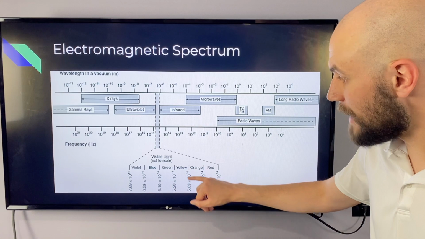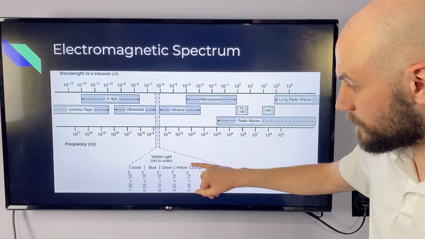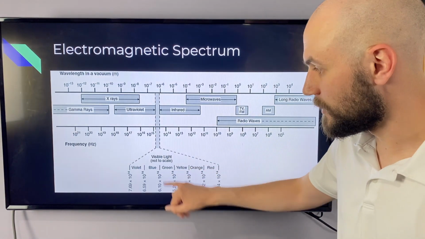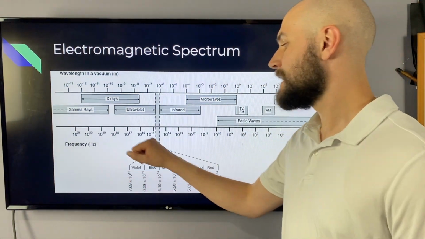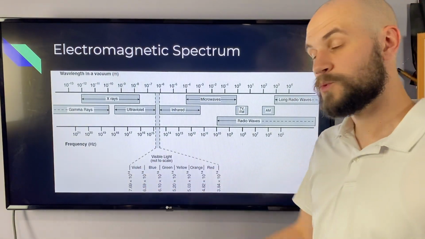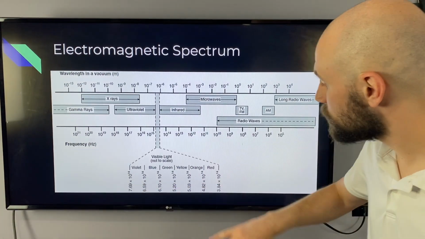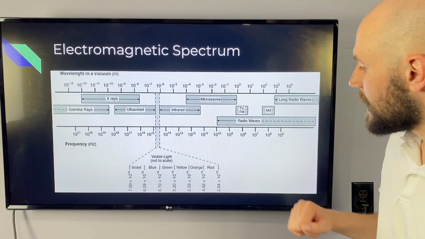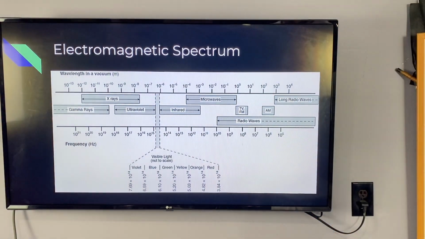Once we cross this boundary, we start getting into orange. And then once we cross the next boundary of frequency, we get into yellow, and then green, and then blue, and then violet. Violet has the highest frequency and the smallest wavelength and carries the most energy of all the light within our visible spectrum. And red carries the least amount of energy inside of our visible spectrum.